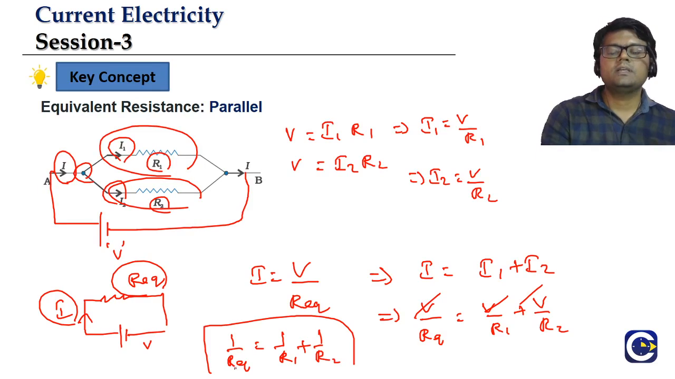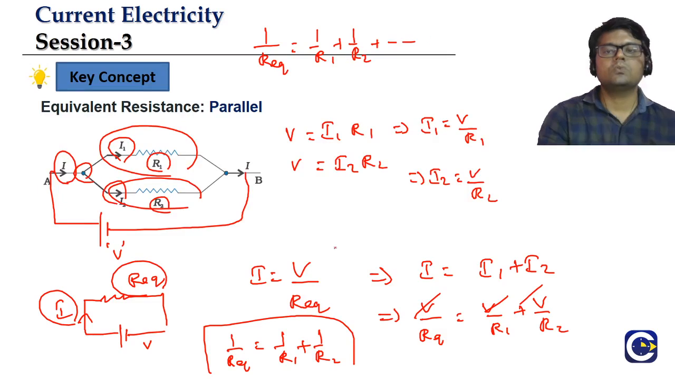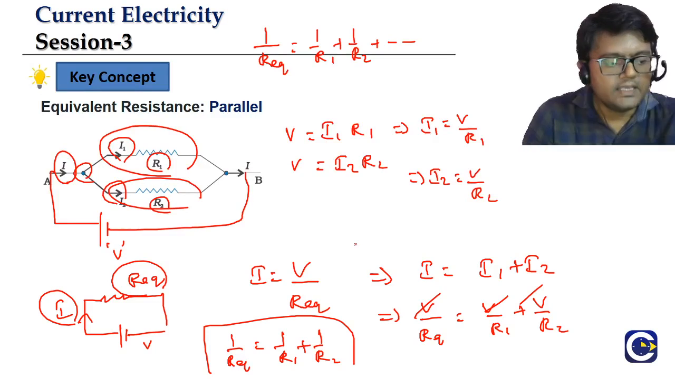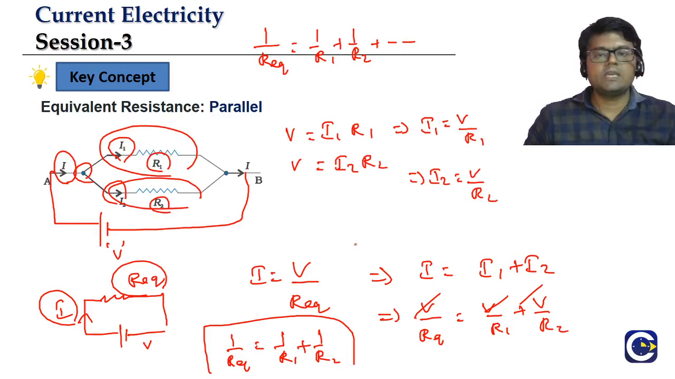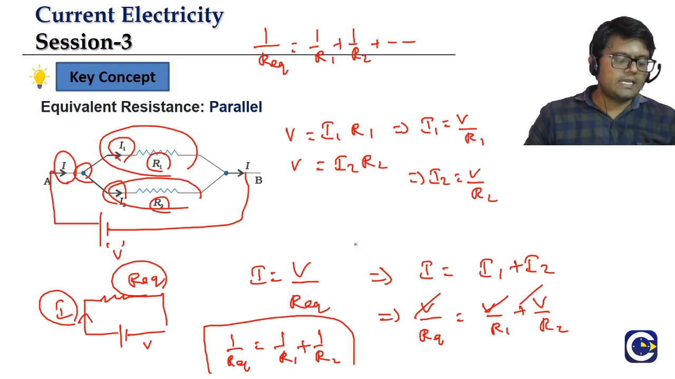This is just for the parallel combination of two resistors. If you have many resistors, what will be the formula? 1 by R equivalent is equal to 1 by R1 plus 1 by R2 and so on. Whatever the number we have, we will be able to do it those many number of times, and essentially we will be getting the equivalent resistance value. So this is how we will find the equivalent resistance of series and parallel combination. Series combination: R equivalent is equal to R1 plus R2 plus R3 and so on. Parallel combination: 1 by R equivalent is equal to 1 by R1 plus 1 by R2 plus 1 by R3 and so on.